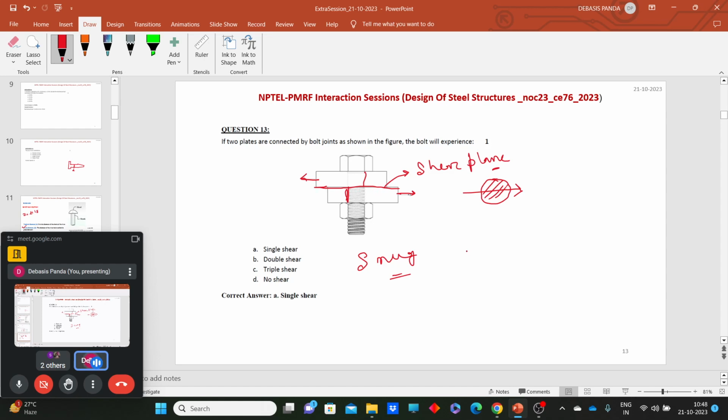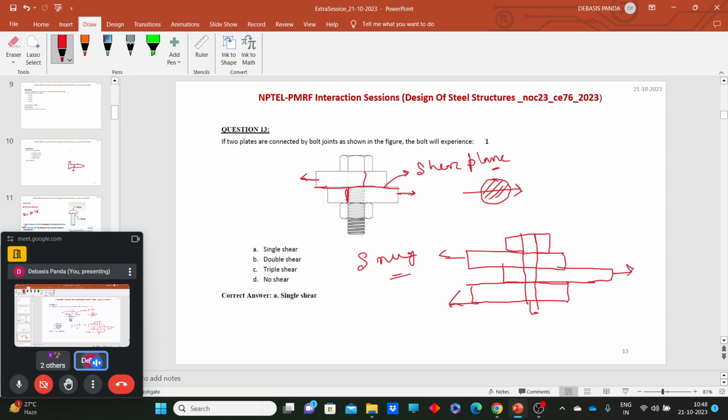So let's say we have a connection like this, where we need to join three plates, or we have a double cover butt joint. Different kinds of shear planes can be there. Take for example, we have three plates and one bolt, and I am applying loads in the same direction. Tell me, what will be the number of shear planes? We need to consider these shear planes while calculating the shear strength of the bolt. Obviously here we can see that there are two shear planes, one along here and one here.